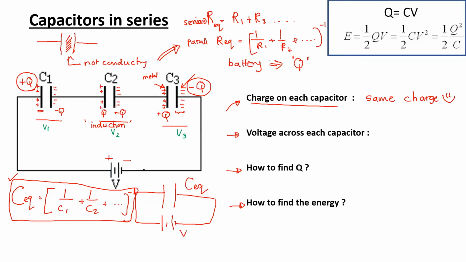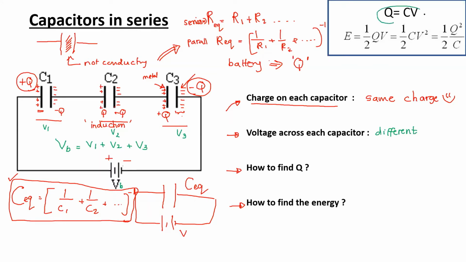Why? Because we know this battery, let me write VB. The voltage of the battery is divided among the three capacitors, right? From Kirchhoff's law, we know voltage of the battery is given by V1 plus V2 plus V3, right? So the voltages are different. They are different. How can we calculate the voltage of each?